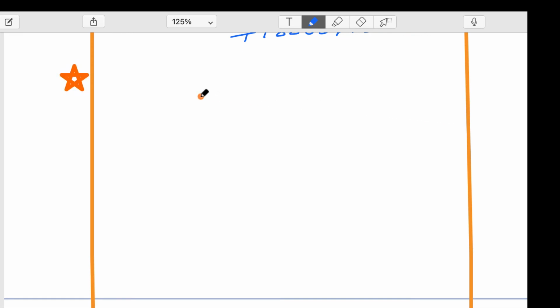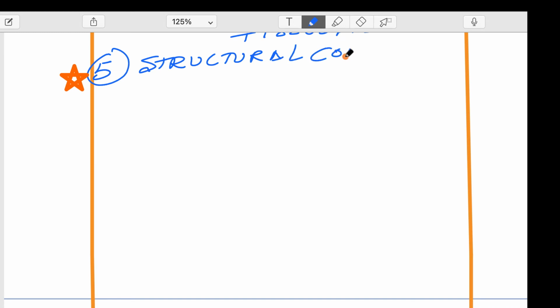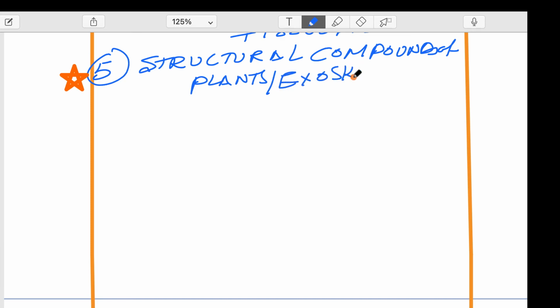Another aspect is structural compounds of plants, and the exoskeleton of many organisms including insects.